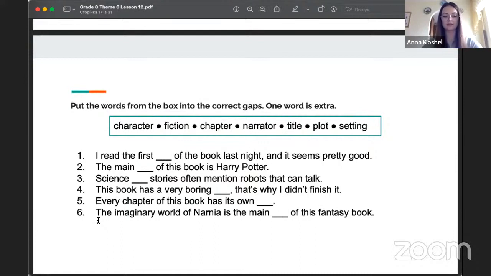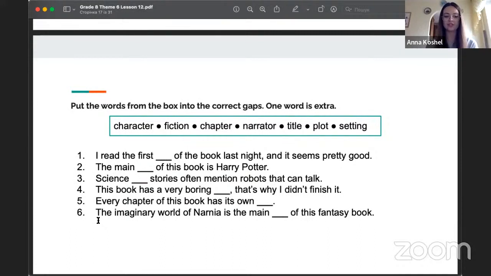Let's take a look at the sentences. Number 1. I read the first of the book last night and it seems pretty good. Sentence 2. The main of this book is Harry Potter. 3. Science stories often mention robots that can talk. 4. This book has a very boring. That's why I didn't finish it.